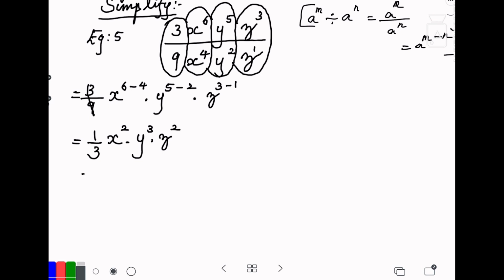You can either leave it like this, or else if you don't want to write any dots in between, you can write it as x squared y cubed z squared, and that is the simplified part of this. Hope you're all clear with this concept. Now let's move on to further complex, how to do multiplications of two different terms which is having multiple variables in that. Let's see in the next video.